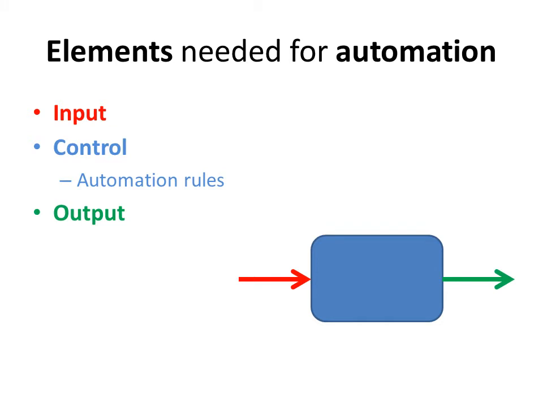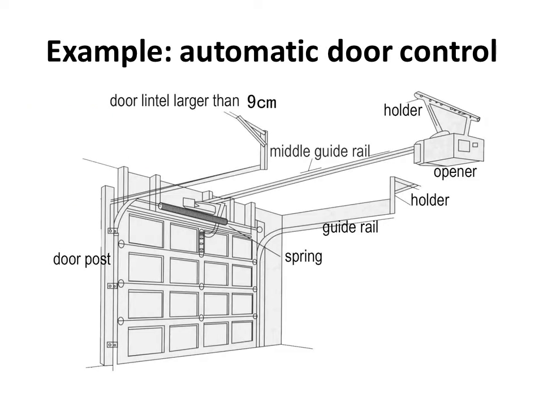This output makes the action, and the effector or actuator can be a motor or a light or any signal that comes outside from the control system. Many times we get feedback from this output in order to control input and to make a closed loop automation system. Let's take, for example, an automatic door control in a garage.